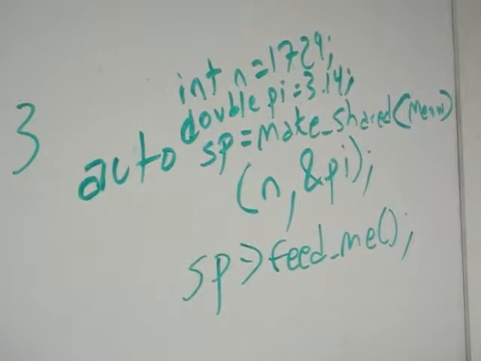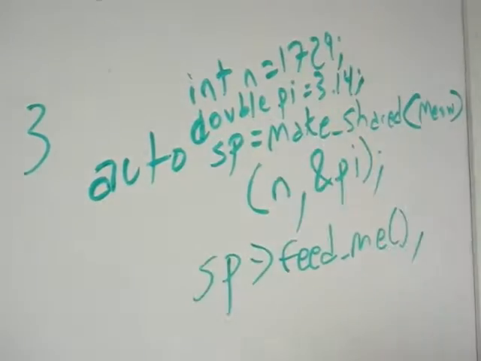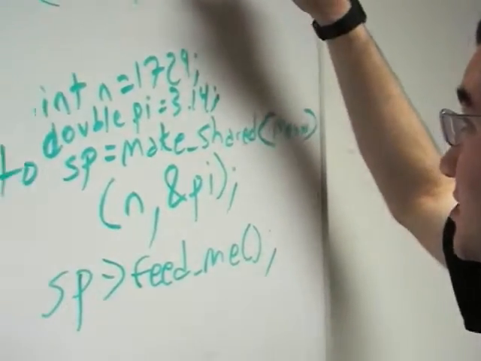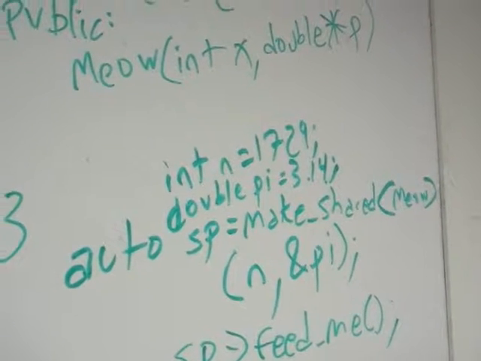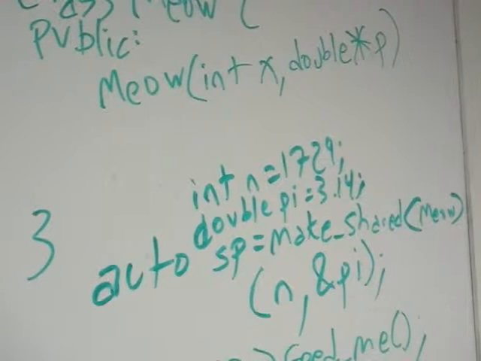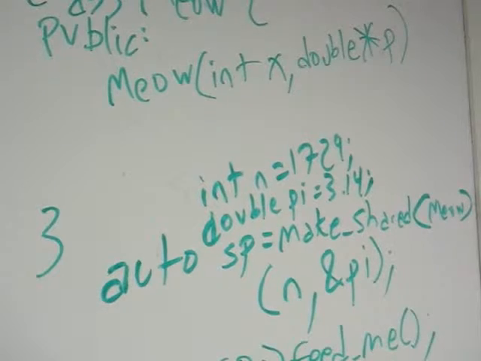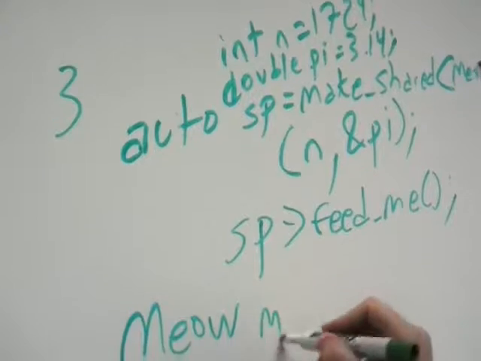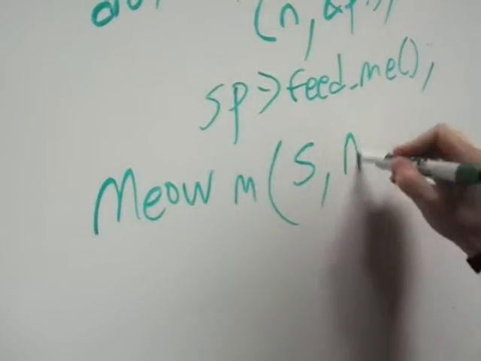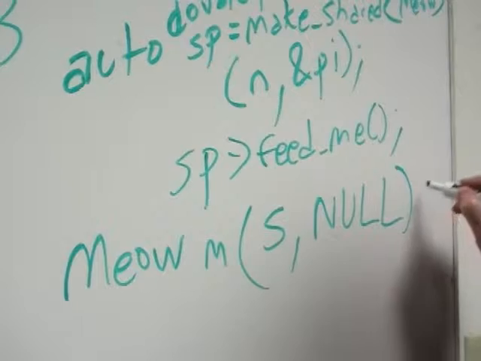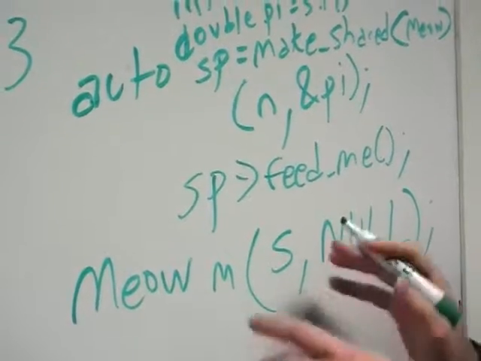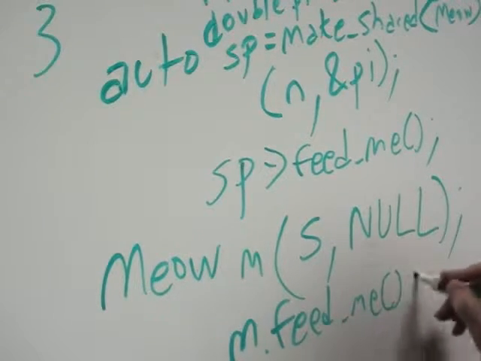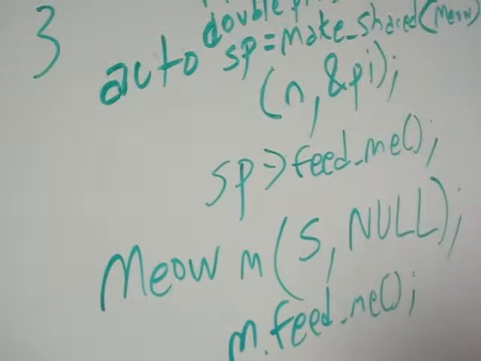This totally works. Now imagine that I define meow so that it can also accept null pointers. Maybe if I pass null as this argument here to double star p, it just means I don't have a double. So go use 0 or print null or whatever. You're just not getting a double today. So if that's the case, I could say meow m, 5, and then null. Like this. This will totally compile, and then I can say, m dot feed me. So I can totally pass null pointers as my double star.